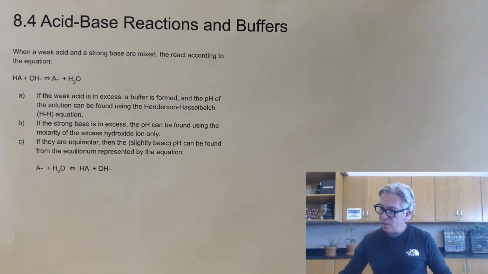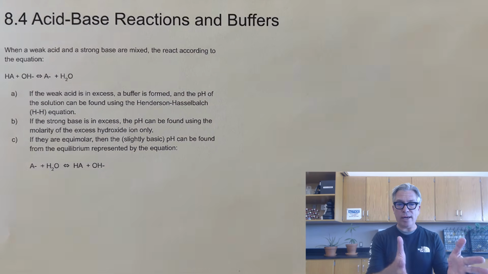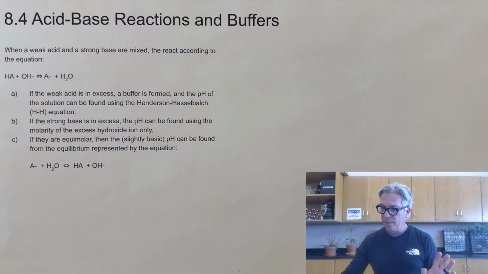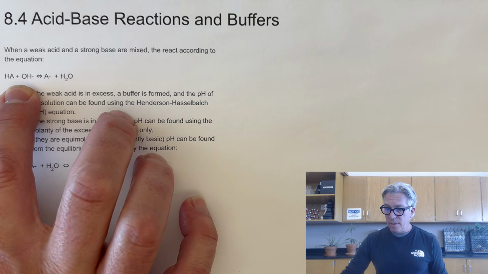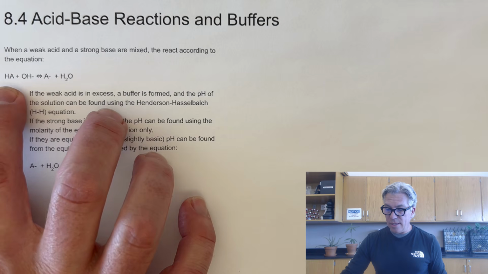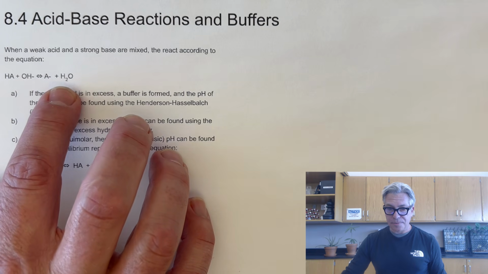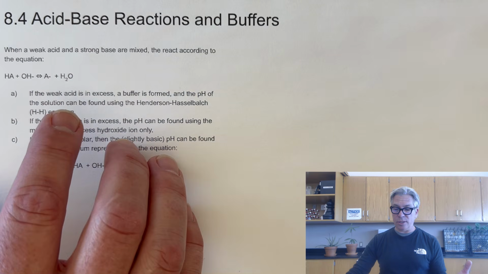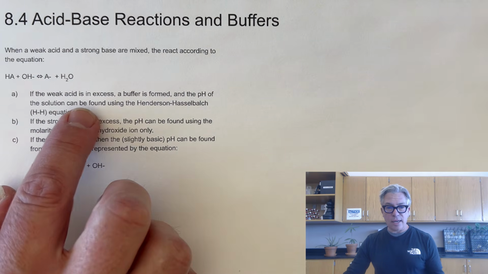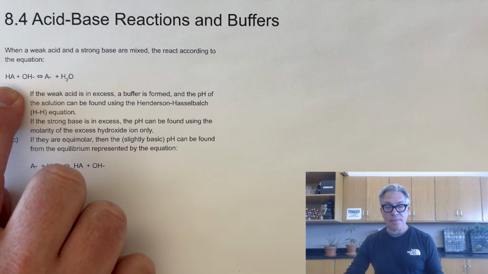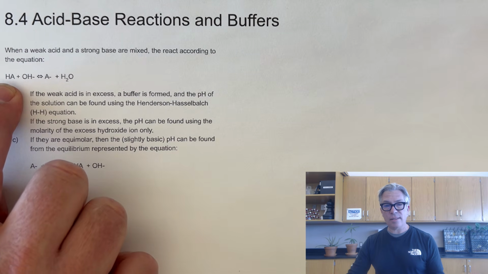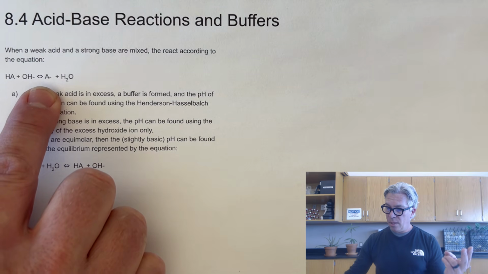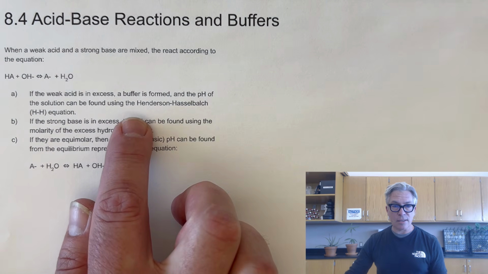All right. And then we get this statement. When a weak acid and a strong base are mixed, you have to recognize I might have a weak acid and I'm dumping a strong base in there. What's going to happen? They react according to the equation HA plus OH-. The OH- is going to react with the weak acid to make its conjugate and water. Okay, and then you got a couple of options. If the weak acid is still in excess, like I haven't neutralized all the weak acid yet, then a buffer is formed, because now you're going to have still some weak acid and its conjugate, and that is a buffer solution. The pH of the solution can be found using the Henderson-Hasselbalch equation.